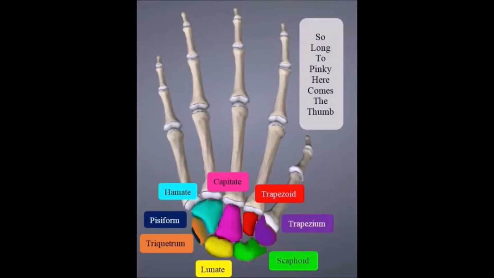These bones can be remembered by the mnemonic, "So long to pinky, here comes the thumb." The names of these bones are scaphoid, lunate, triquetrum, pisiform, hamate, capitate, trapezoid, and trapezium. These 2 rows of bones are united by ligaments and are responsible for the mobility and support of the hand.